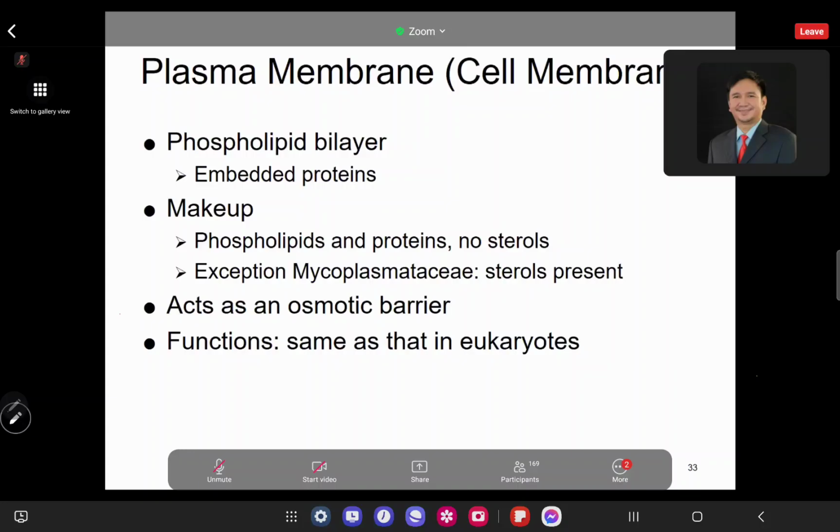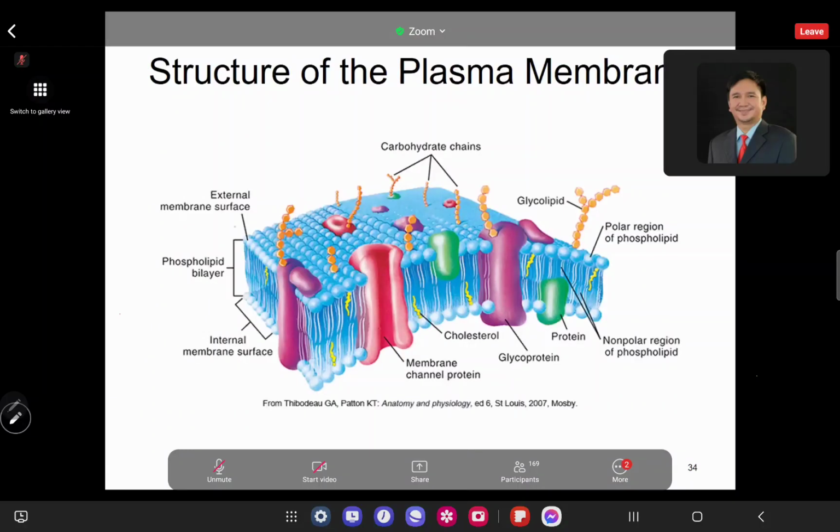It acts as an osmotic barrier by regulating the movement of substances in and out of the cell. That's their selective permeability. It performs functions similar to those in eukaryotic cells, such as energy production and nutrient transport.